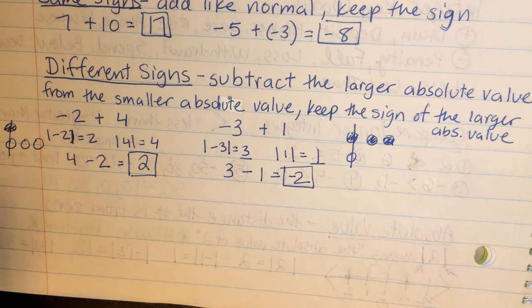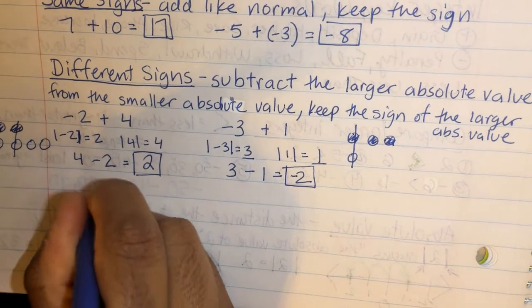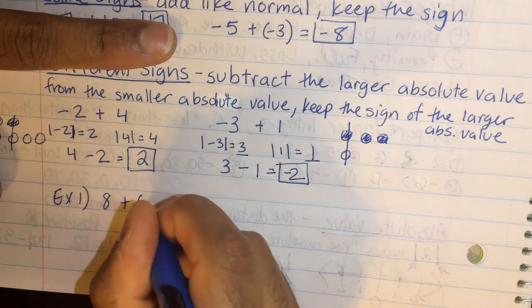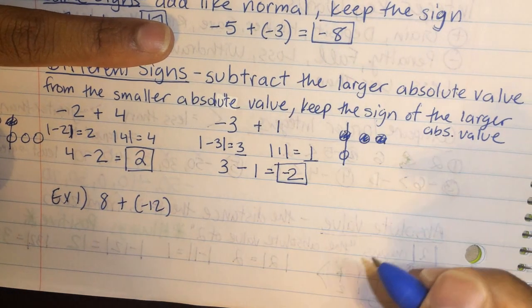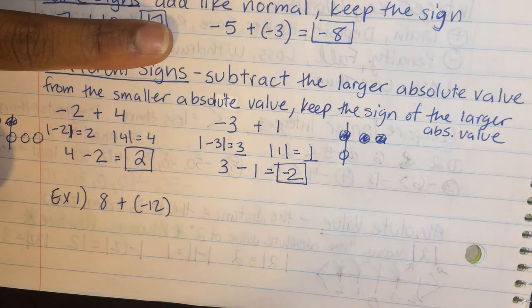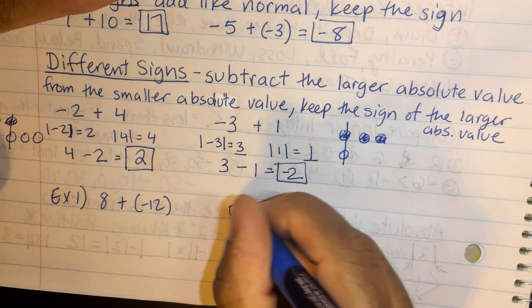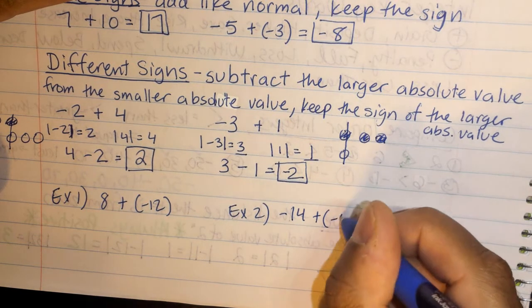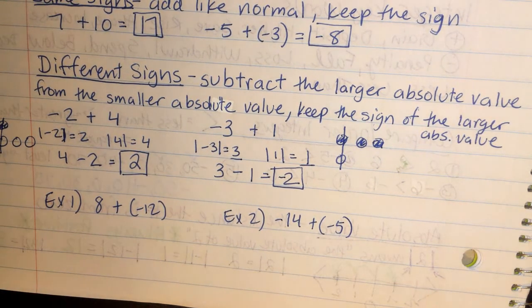Okay, I'm going to give you 2 questions. Do the 2 questions, take a 5-minute break after that, and then we'll come back and do our exit ticket. So example 1, the last thing for our notes for today: 8 plus -12. Again, use your steps, go through your process. Example 2: -14 plus -5. Go ahead and solve those 2. Take 5 minutes for that, then take a 5-minute break.